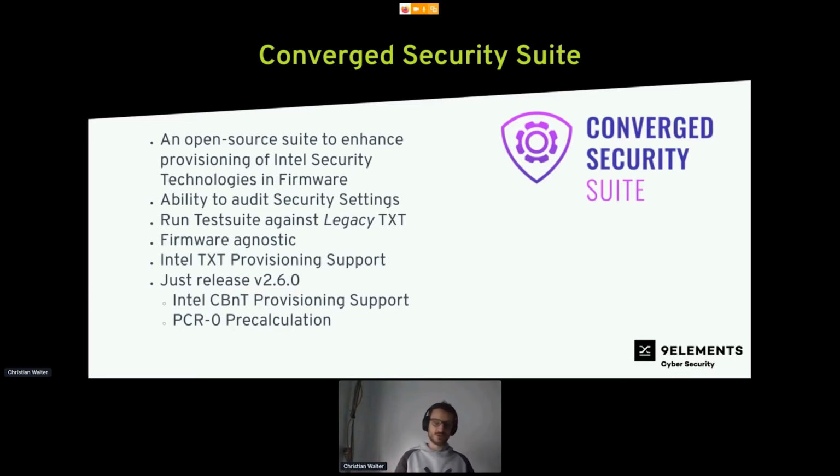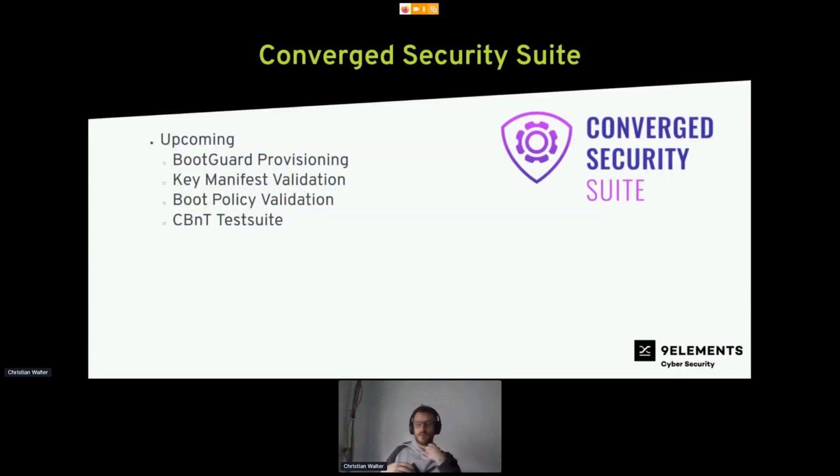As long as you stick to the specification, everything's fine, right? We just released a new version called 2.6, which also has CBNT provisioning support, which was basically what we were working on in the last 9 months, to integrate that into the tooling. And we also have PCR 0 pre-calculation integrated there. What else is upcoming? We have BootGuard provisioning support. That is ongoing, and we got key manifest validation, and we got boot policy manifest validation. Also, the CBNT test suite is incoming right now, so that is ongoing.